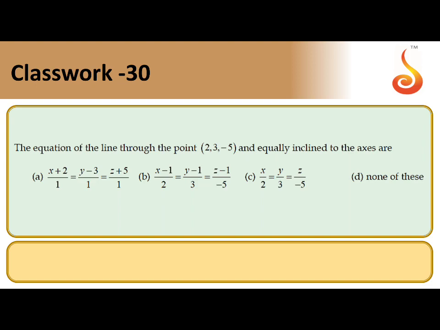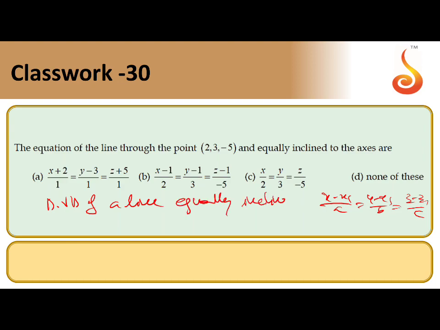Next, the equation of the line passing through 2, 3, minus 5 and equally inclined to the axes. So if you want to find the line equation, what is the formula? x minus x1 by a equal to y minus y1 by b equal to z minus z1 by c. a, b, c are DRs of the line. The line is equally inclined to the coordinate axes, so the DRs of a line equally inclined to the axes are 1, 1, 1, which means equal angles with the coordinate axes. DRs will be 1, 1, 1. DCs will be 1 by root 3, 1 by root 3, 1 by root 3.